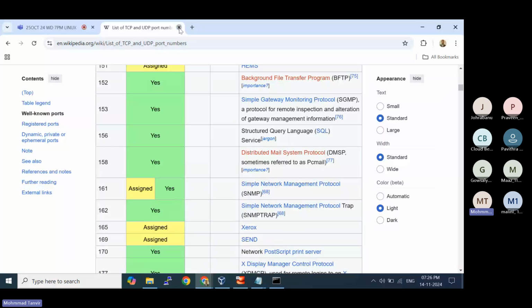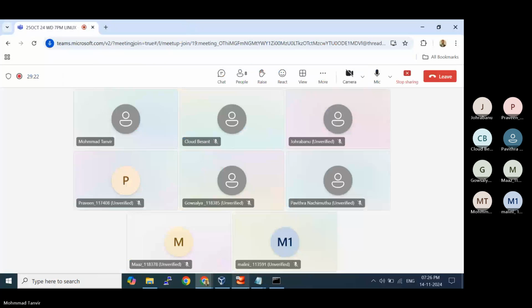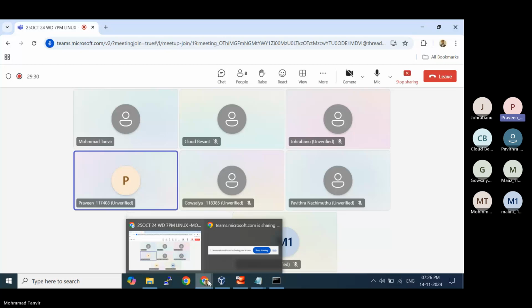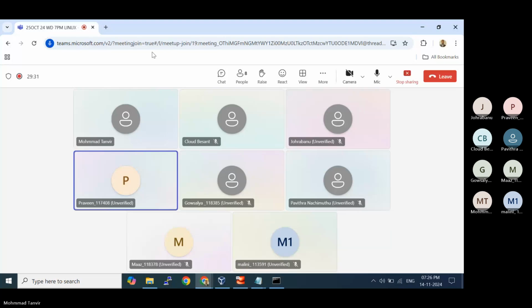So any question till here? Tanveer, what is meant by yes and assigned in that port number? In the port numbers, what is meant by yes and assigned?